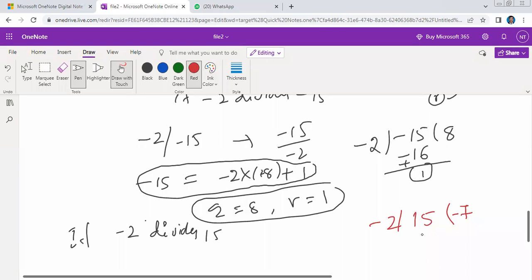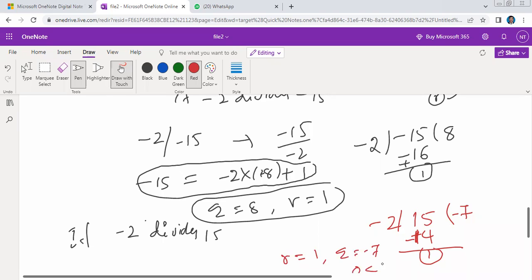Now look here. Minus 2 times minus 7 is equal to plus 14. If you subtract, this value is equal to 1. Therefore, this condition is satisfied. What is the R value? Here R is equal to 1, and the quotient is equal to minus 7.